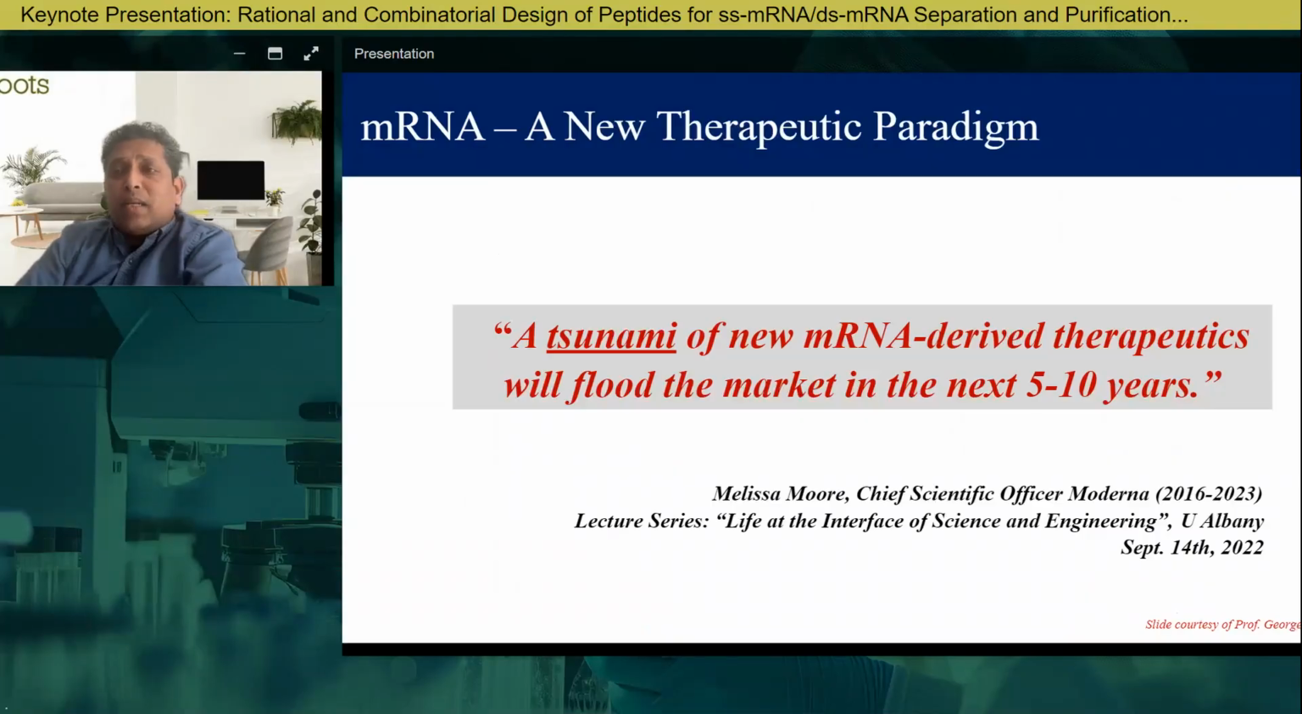But I think there is one statement that really eloquently summarizes where we are headed. And this is from Melissa Moore, who was the former chief scientific officer at Moderna. And her comment was, a tsunami of new mRNA derived therapeutics will flood the market in the next 5 to 10 years. And we are already starting to see that. If you look at the candidates that are in clinical trials or in the product pipeline, that number has increased substantially, and it will continue to do so in the next decade or so.